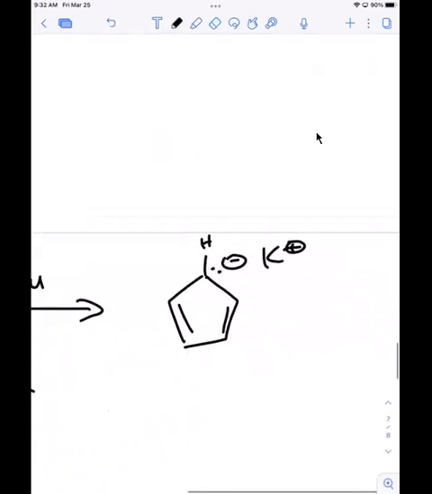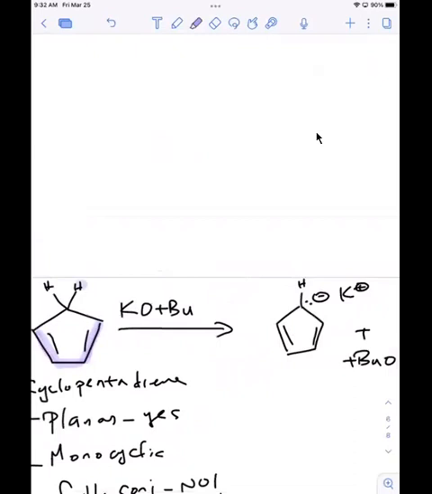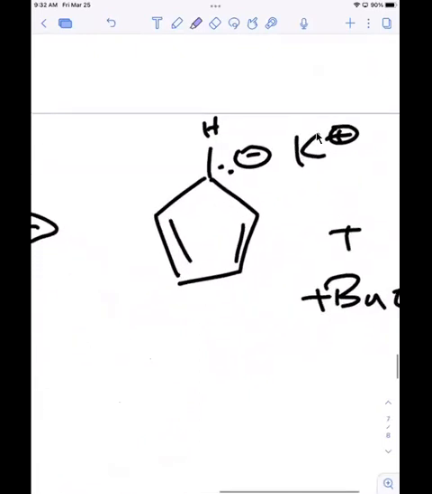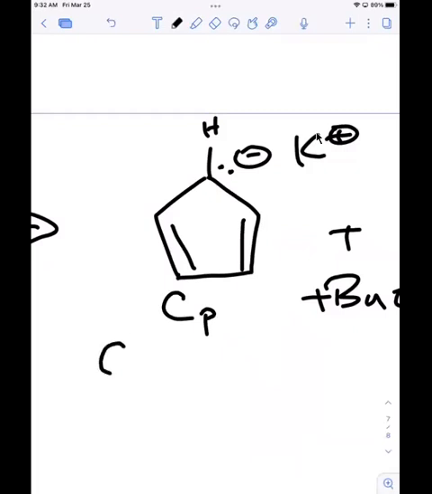All right, so that's that plus tert-butanol, right? So that proton that got pulled off here ends up here. Now this is a very versatile intermediate, a very versatile compound, to be honest. This is used a lot, especially in organometallic chemistry as a ligand for many different types of catalysts. It's abbreviated as Cp, but it is the cyclopentadienyl anion.